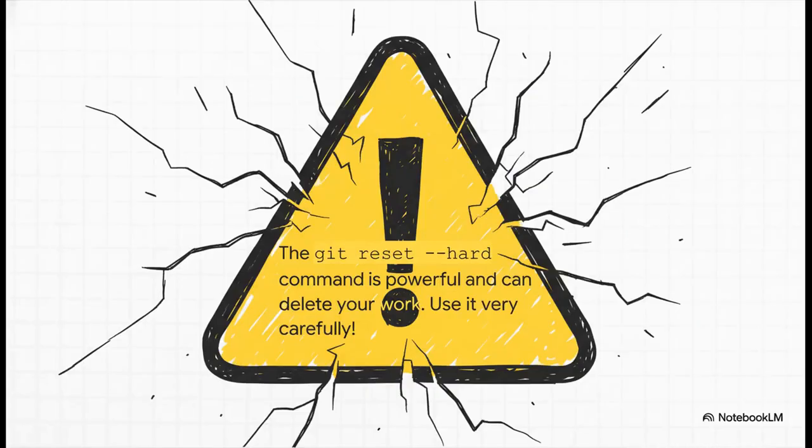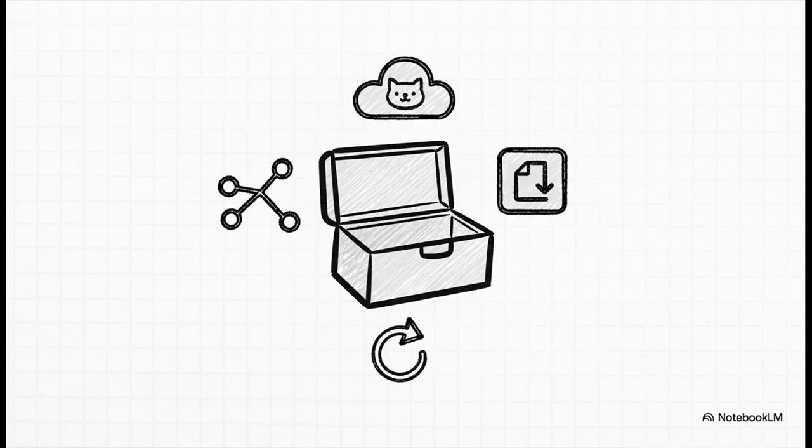Clever, right? Now, a very quick but super important warning. You're going to see a command out there called git reset --hard. Just know that this command is the nuclear option. It can and will permanently delete your work if you're not careful. So unless you are 100% sure you know what you're doing, it's best to stay away from that one for now. And that's it. That's the whole basic toolkit.